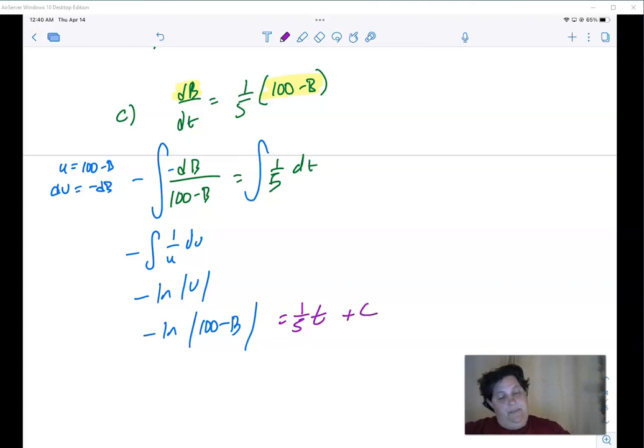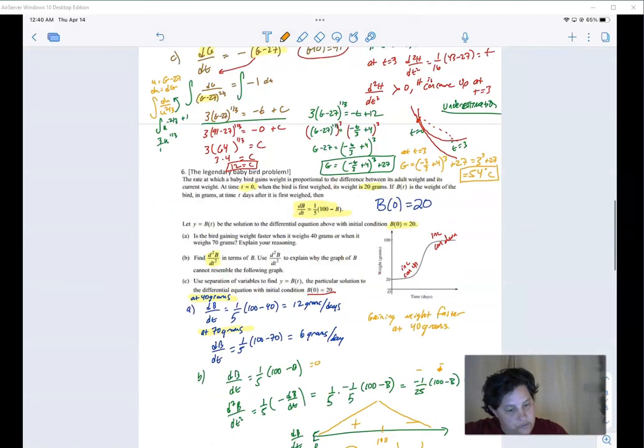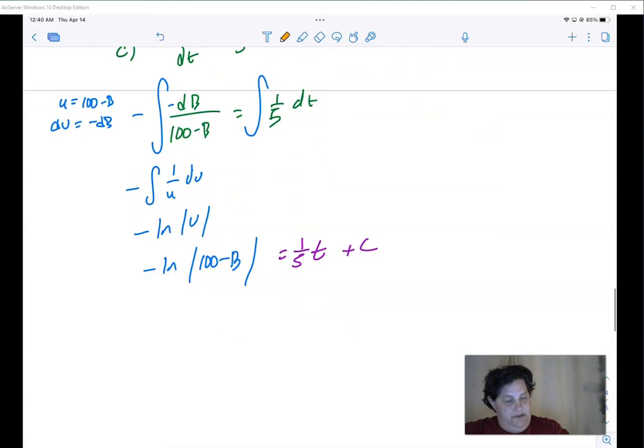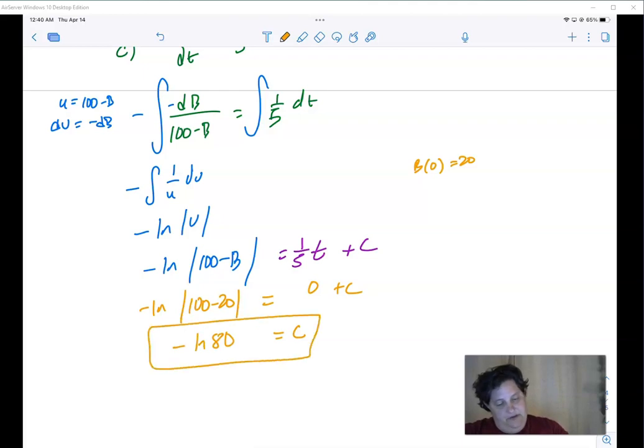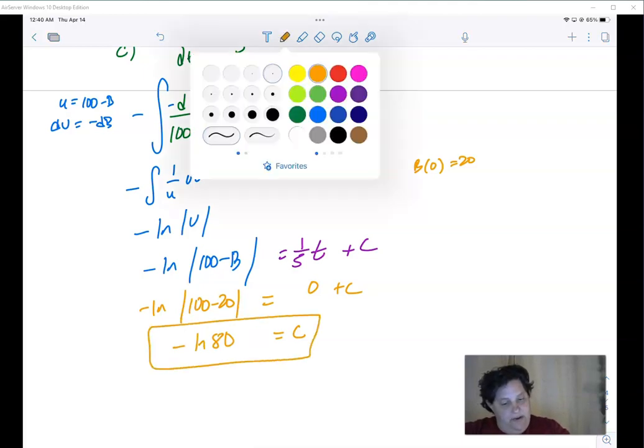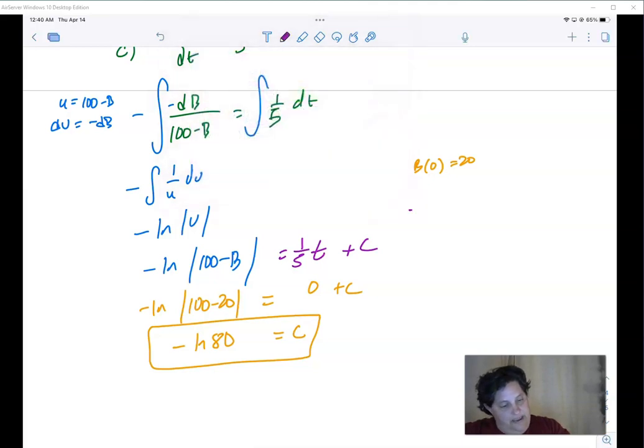plus a constant. Okay, let's use our initial condition, which was b of 0 is 20. So my initial condition, at time 0, it equals 20. So C is the negative ln of 80. All right, C is the negative ln of 80. So now here's my equation. Negative ln 100 minus b is 1/5 t minus the ln of 80.